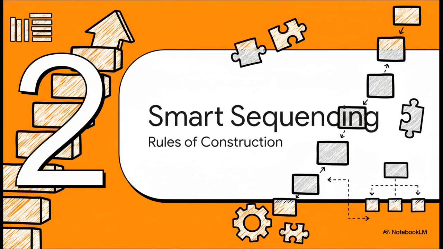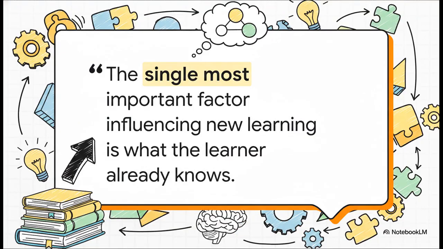So once we've sorted all our materials, we can't just throw them at somebody. We have to assemble them in the right order. This step is absolutely critical, and it's called sequencing. This quote from cognitive psychologist David Ausubel is, and I'm not exaggerating here, the golden rule of teaching. It's so simple, but so profound.